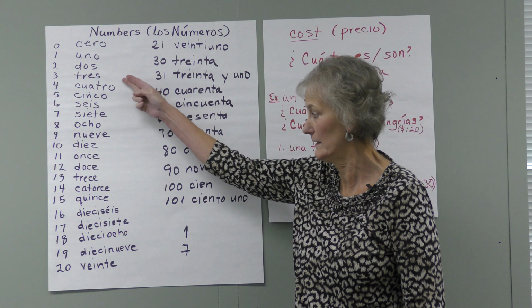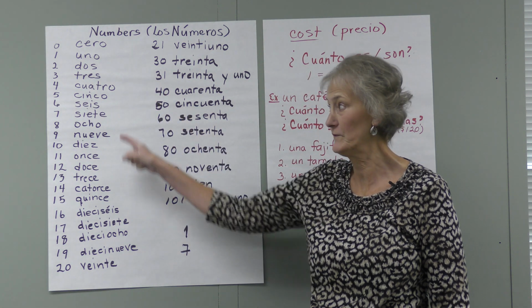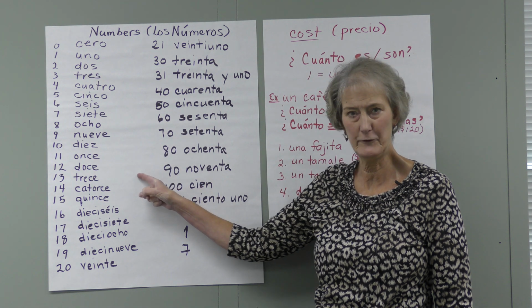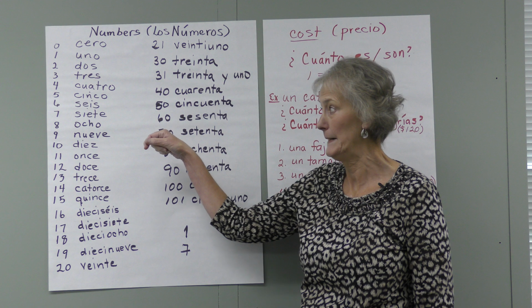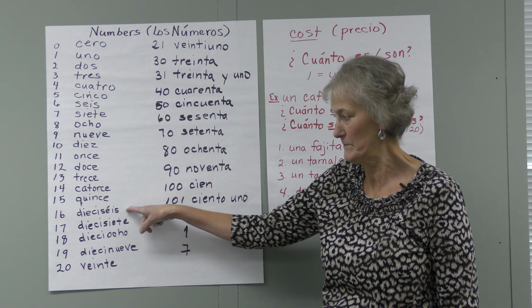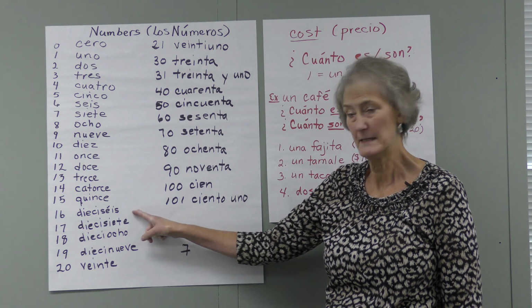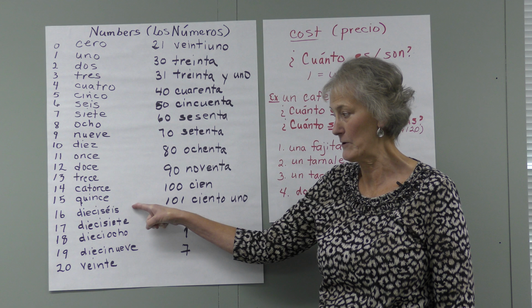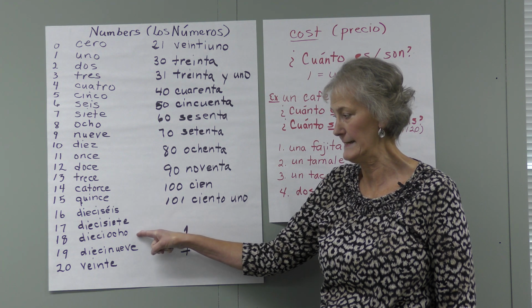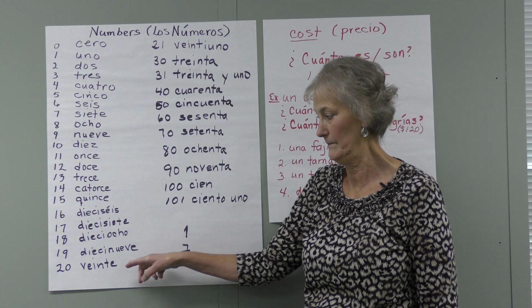From 1 through 15, these are all different numbers. They don't look alike. Then if you see from 16 through 19, you see some similarity in those numbers because it's like our 16, 17, 18, 19. These are the upper teens.